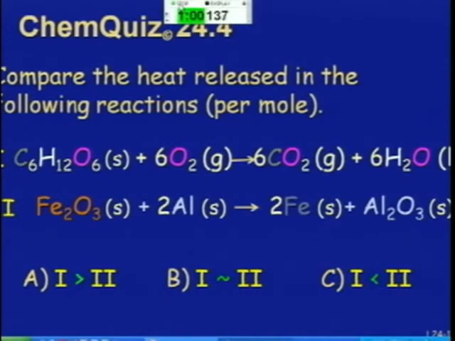You got to have this right. Okay, let's get started. So you have to calculate the energy of that reaction. Product, sum of enthalpy of formation of the products, minus the sum of the enthalpy of formation of the reactants.